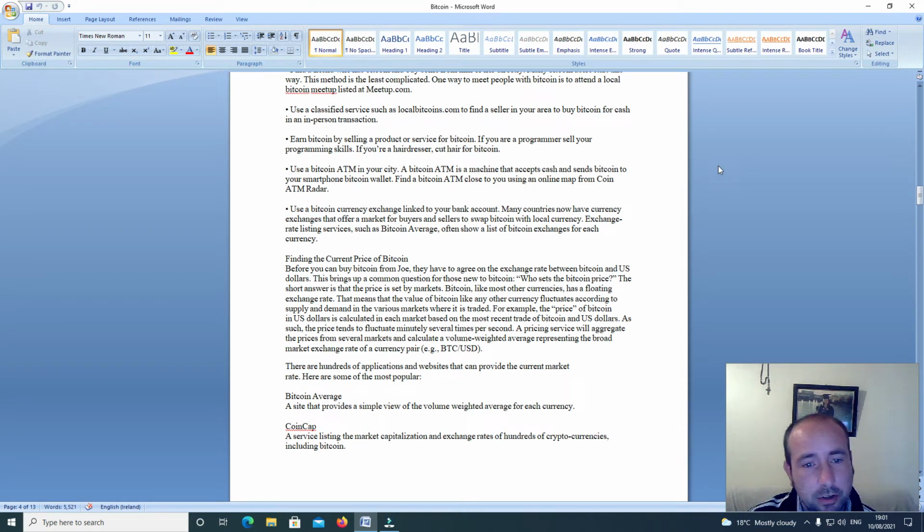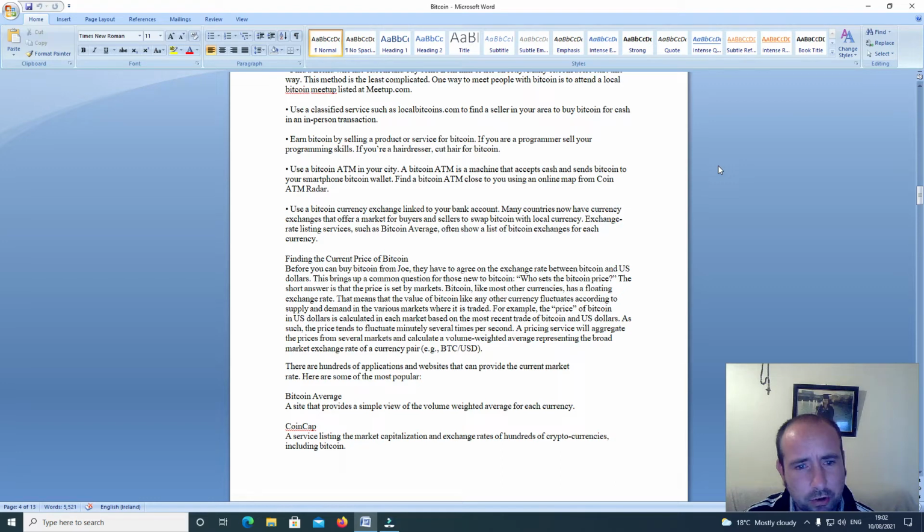Use a Bitcoin ATM in your city. A Bitcoin ATM is a machine that accepts cash and sends Bitcoin to your smartphone Bitcoin wallet. Find a Bitcoin ATM close to you using an online map from Coin ATM Radar.